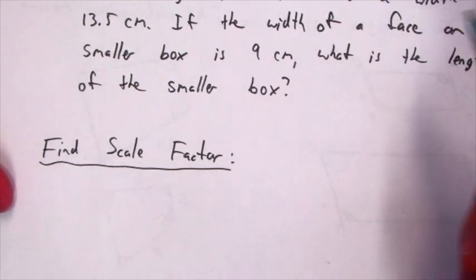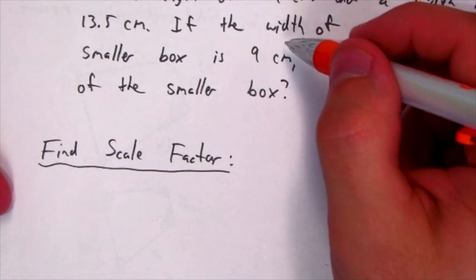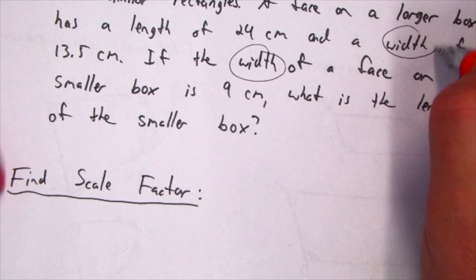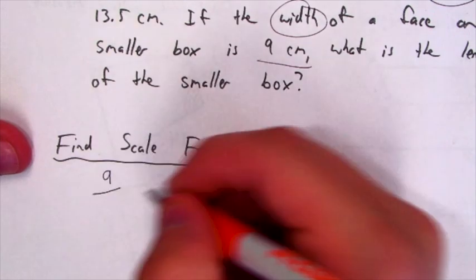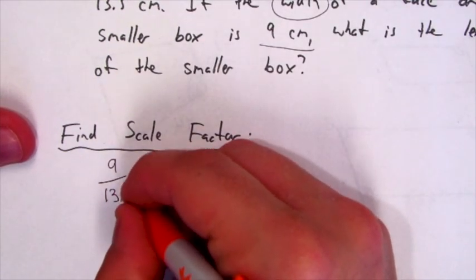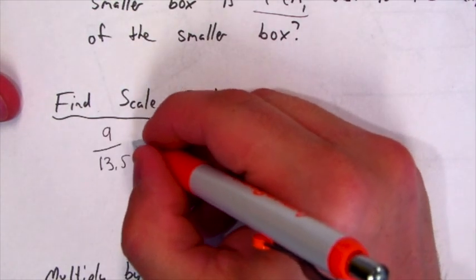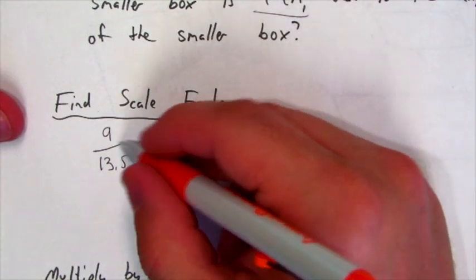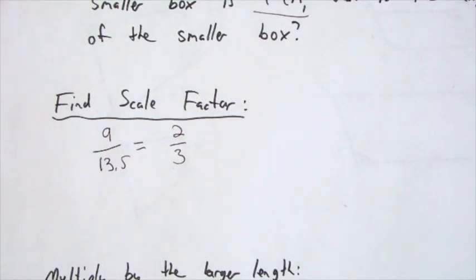Remember, scale factor is a ratio of corresponding parts. The only thing that we know about the smaller box is its width. So I want to know what the width of the larger box is too. So the width of the smaller box is 9 centimeters, and the width of the larger box is 13.5 centimeters. If I get that all the way down, I will find out that the scale factor is actually 2 to 3. 9 divided by 13.5 is 2/3.